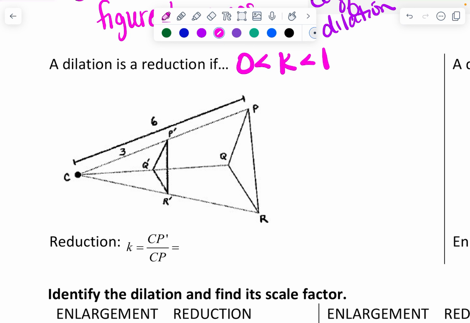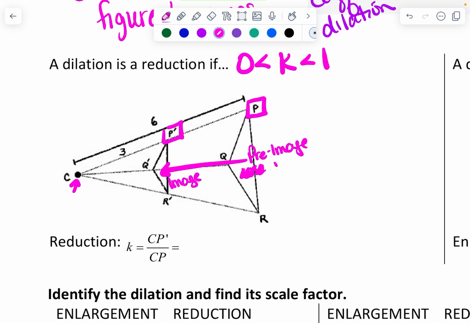So again, taking a look at our notation, here we have our center. Here's our P, here's our P prime. So we're going from the bigger one to the smaller one. This now is my pre-image, and this one is my image.